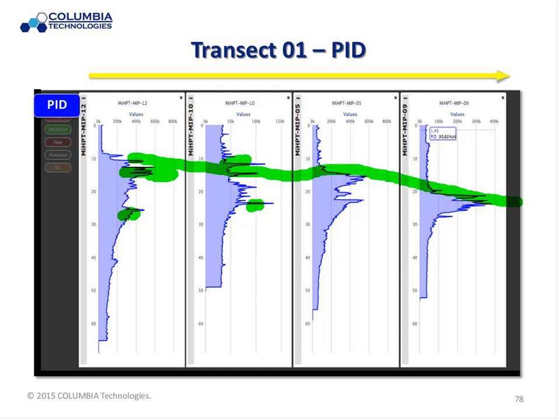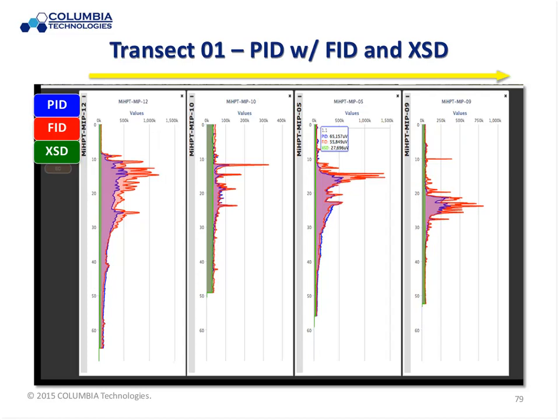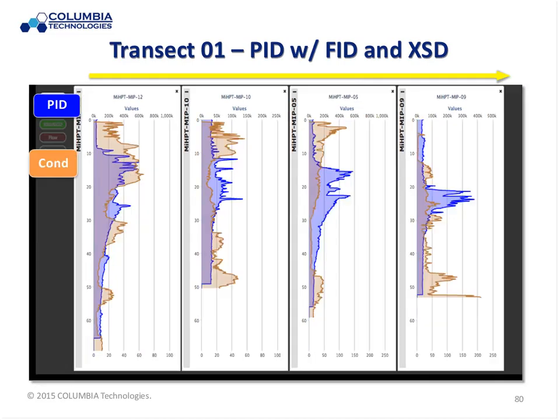So a monitoring well placed over here at one interval is not going to be the same as a monitoring well placed over here. Across that transect, we have quite a variation in the depth of response on the photoionization detector when heated to 120 degrees. FID confirms what we see, so we know we're looking at a petroleum compound.